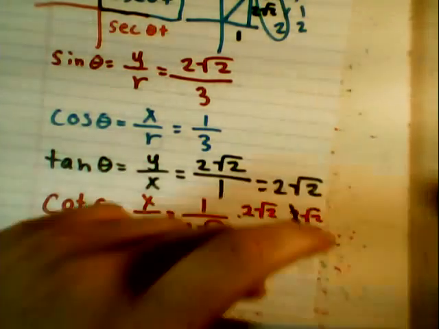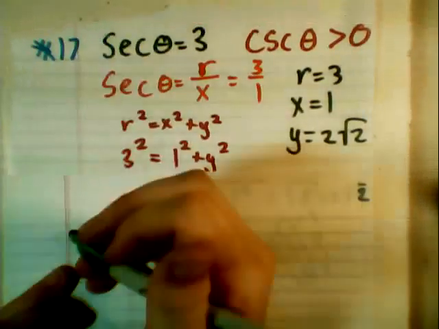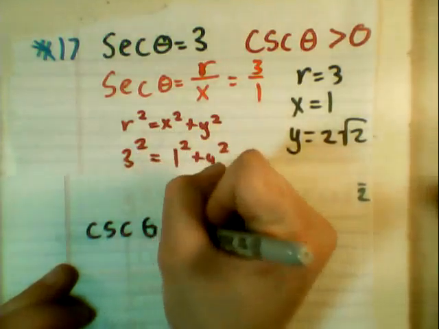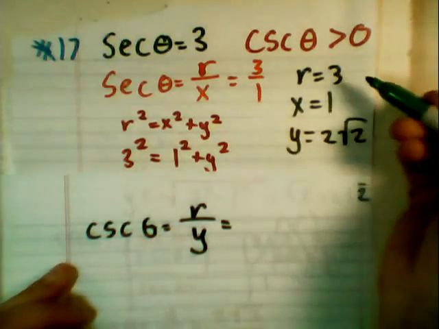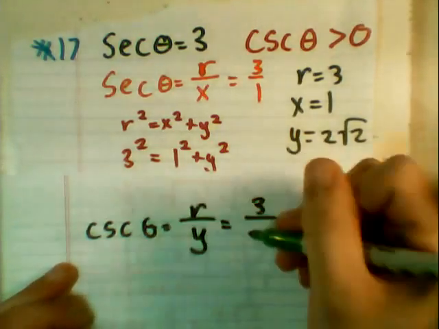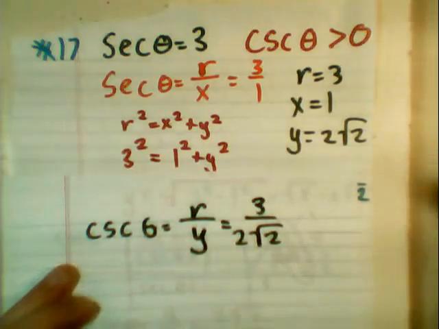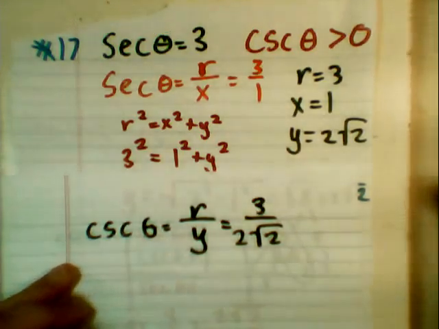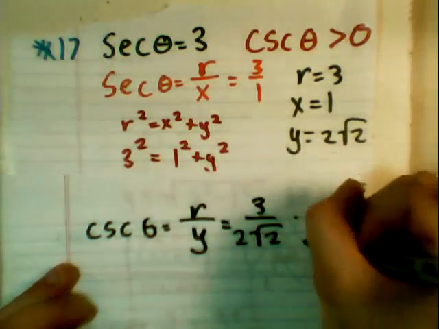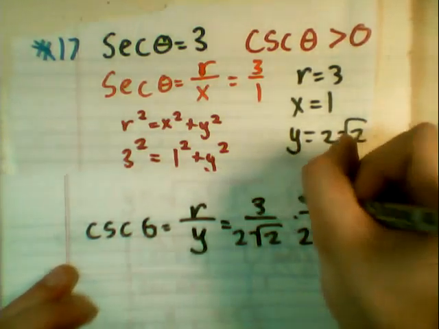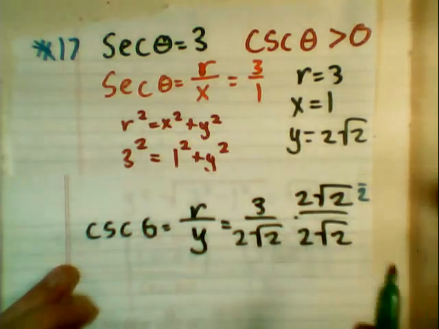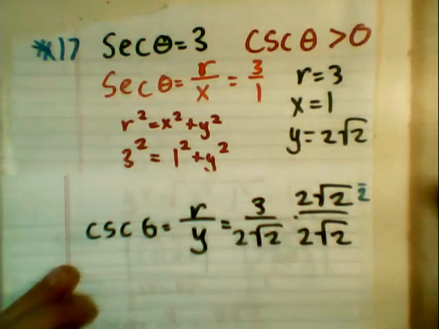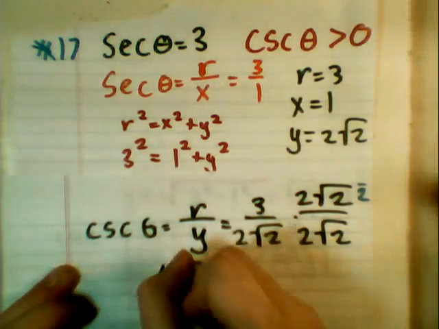Lastly, we need to find cosecant. Cosecant theta is r over y, so our r is 3, and our y is 2 square root of 2. Again, since we have a square root in our denominator, we're going to have to rationalize. So multiply the top, the 2 times the 3 is a 6. 6 square root of 2 is on the top.